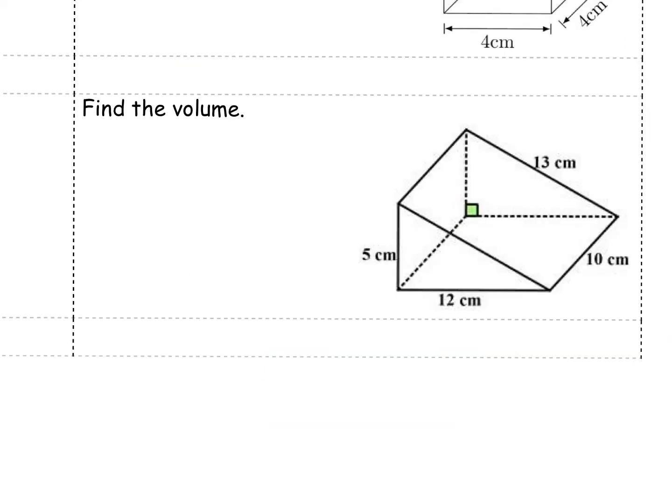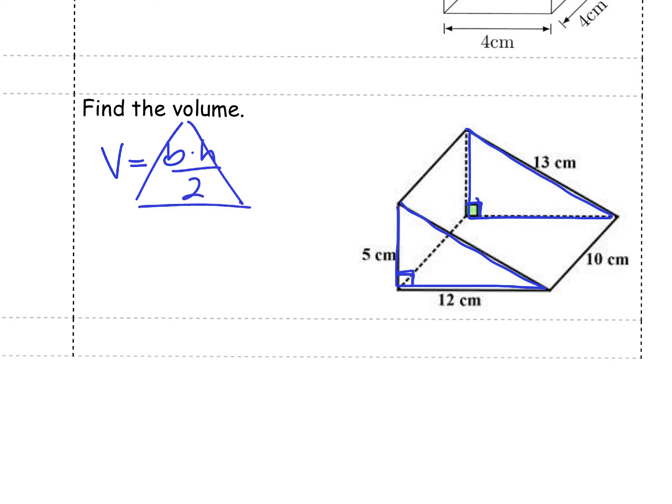My second problem today is a right triangular prism. So I need to start by looking at those triangular ends, okay? I have my right angle in them, and what I need to do is think about my formula. The formula for the volume of a triangular prism is base times height divided by 2, that's going to come from the triangle, times the length of the shape.